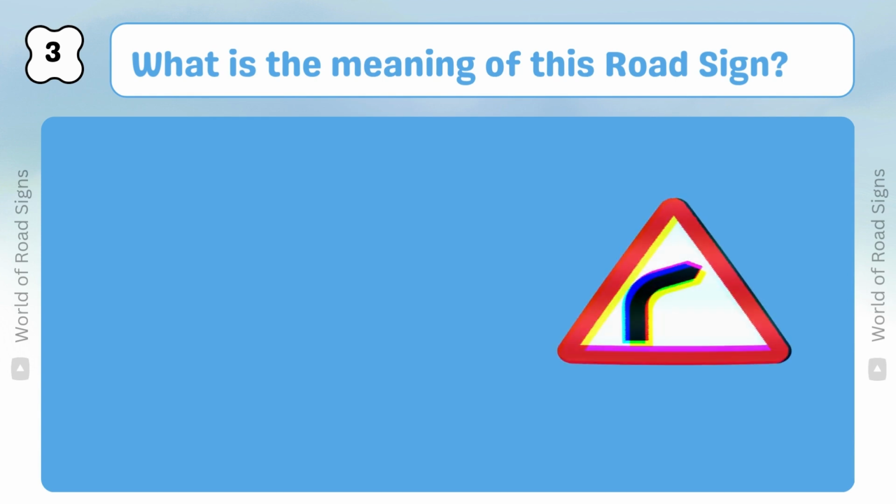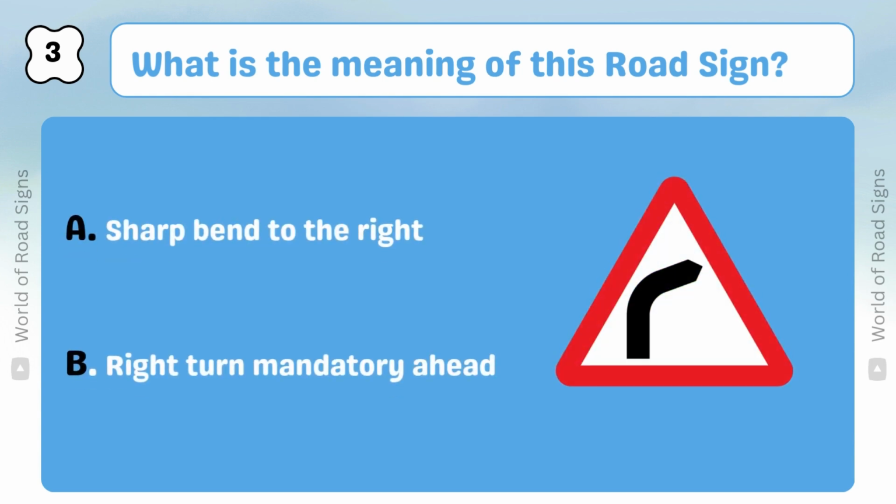Question 3. What does this warning sign indicate? A. Sharp bend to the right. B. Right turn mandatory ahead. The correct answer is option A, sharp bend to the right.